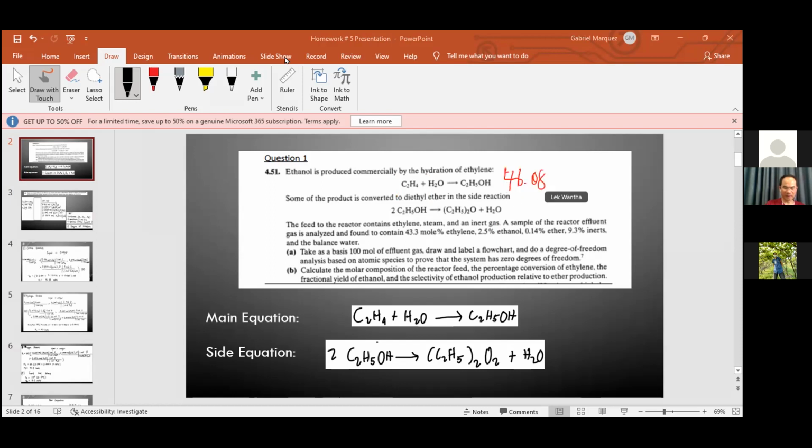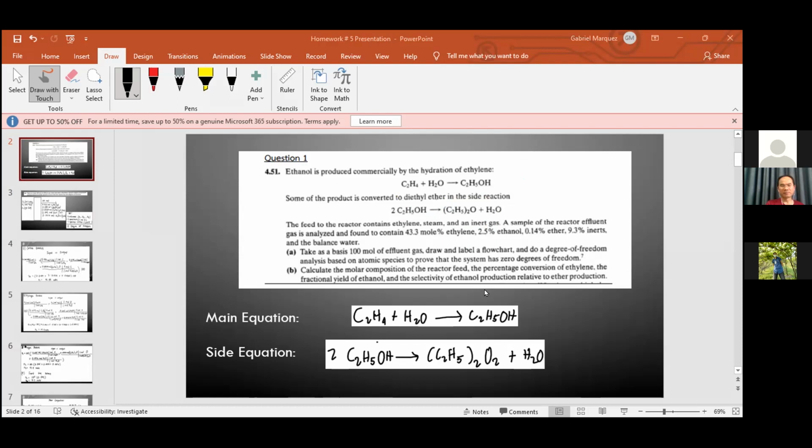This is produced from the first reaction based on theory, but in reality it's not equal to this because some also converts to another product. That means the real amount is reduced based on the side reaction. Okay, for this case, the real amount of ethanol produced is 2.5. That's right. We get 2.5 divided by 46.08.